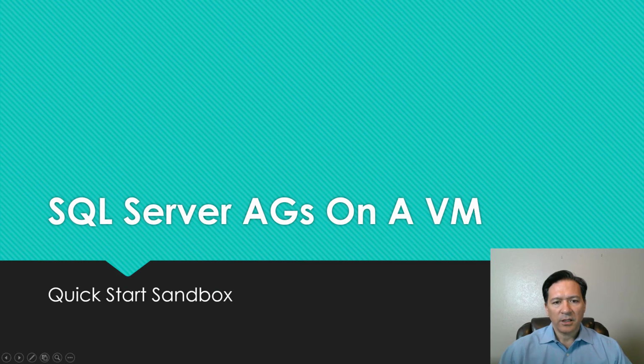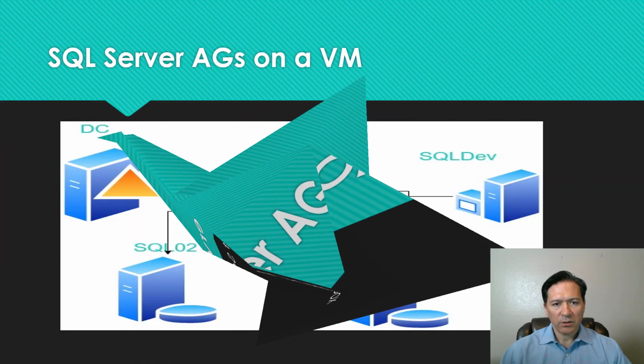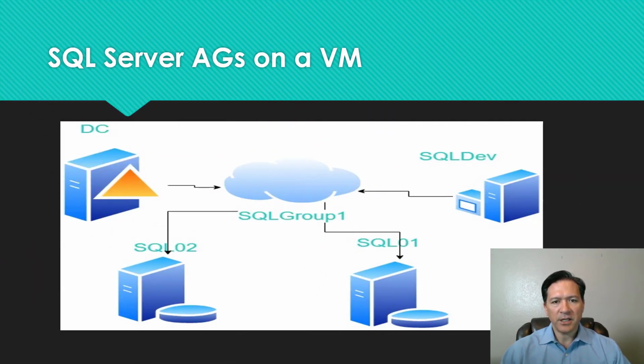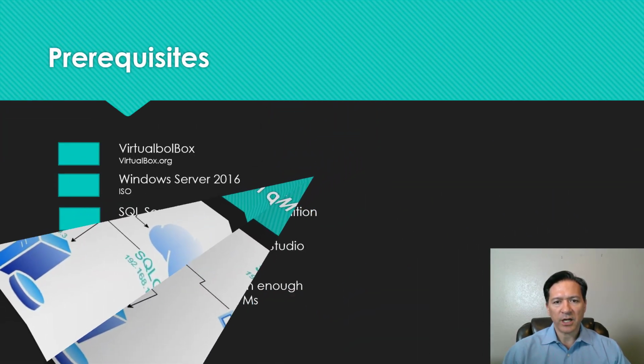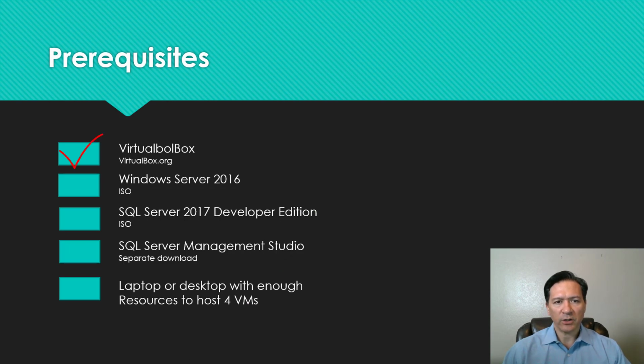Let's take a look at the network first. You're going to need a DC, a SQL Server 1, a SQL Server 2, and a SQL Dev box. Those will be VMs that we'll set up inside VirtualBox. You also need to set up a SQL group, and I'll show you how to do that.